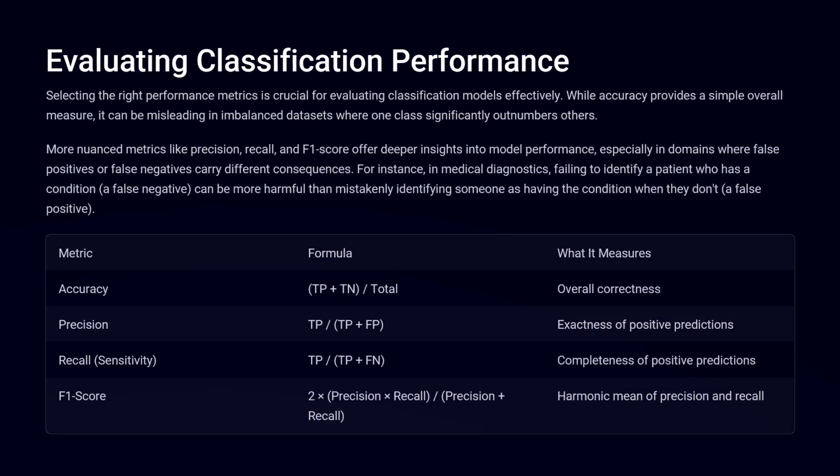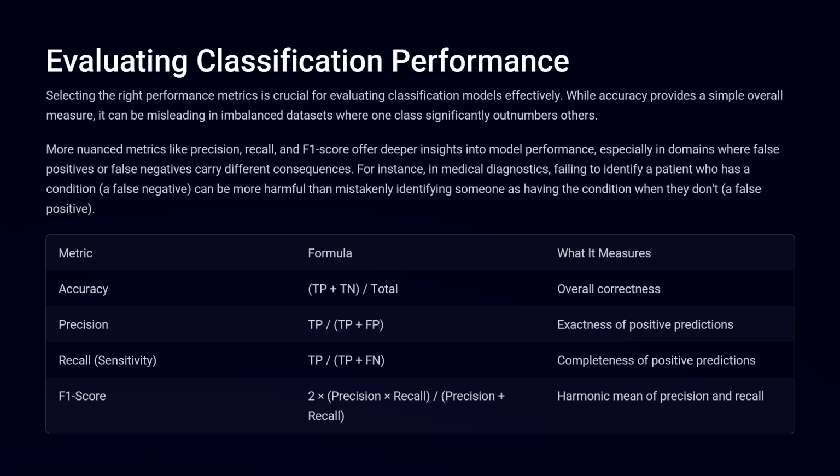Evaluating classification performance. Selecting the right performance metrics is crucial for evaluating classification models effectively. While accuracy provides a simple overall measure, it can be misleading in imbalanced datasets where one class significantly outnumbers others. More nuanced metrics like precision, recall, and F1 score offer deeper insights into model performance, especially in domains where false positives or false negatives carry different consequences.